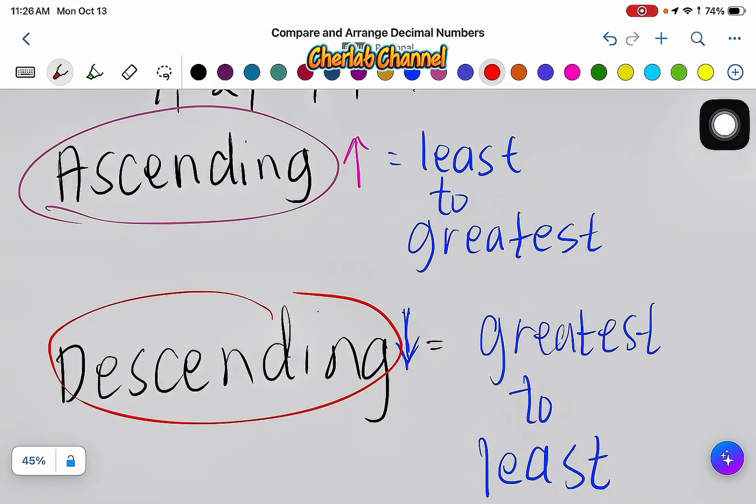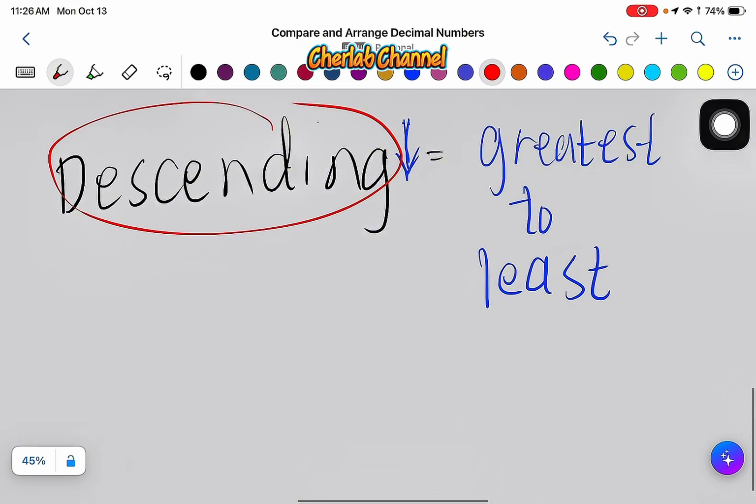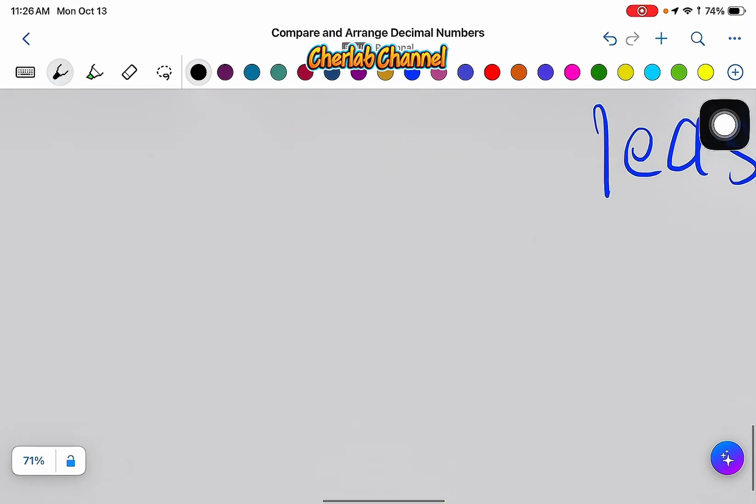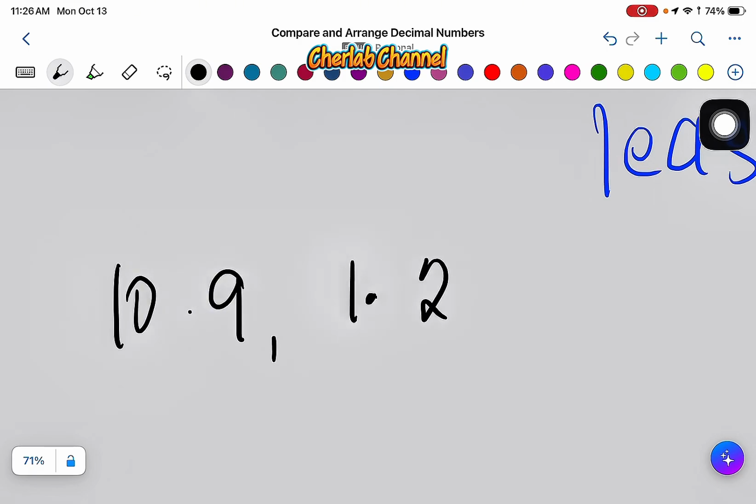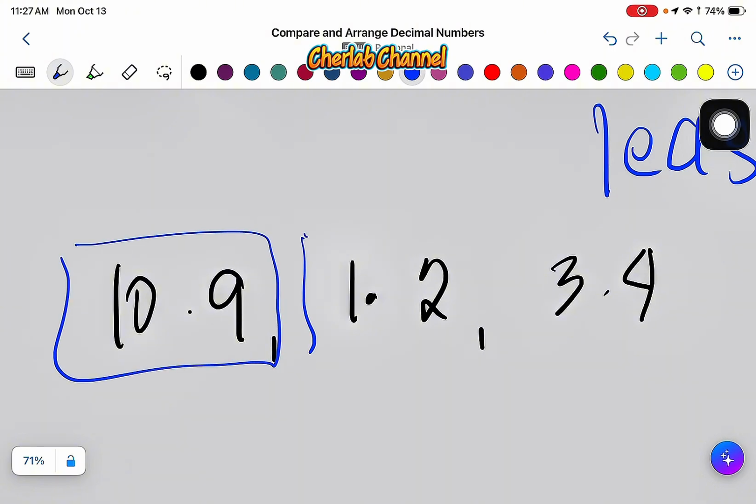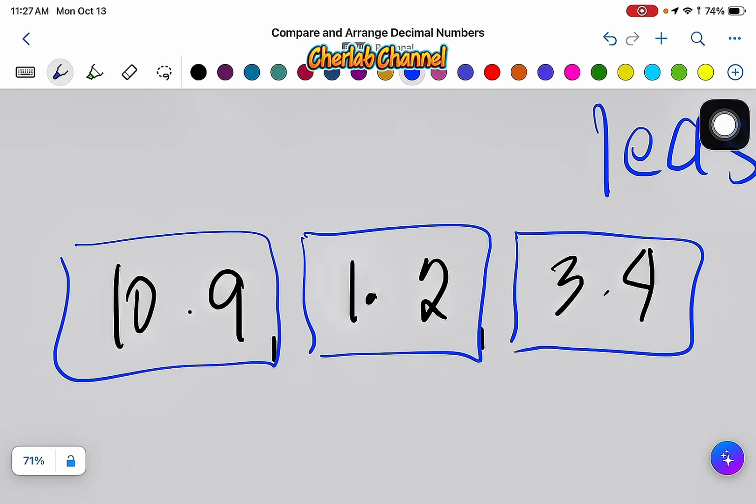The arrow is going down, so from the biggest number down to the lowest number. Let's say we have 10.9, 1.2, 3.4. Okay? Look at the groupings muna. Ito 10.9 magka-partner, magkasama, 1.2 sila magkasama, 3.4 sila magkasama. How did I know? Because of the comma. Yung symbol natin, yun ang nagsasabi kung sino yung magkasama.